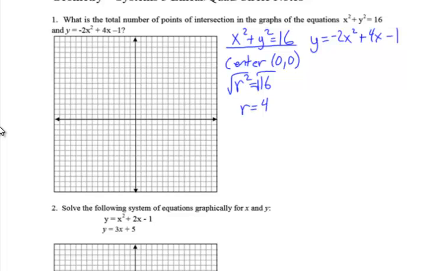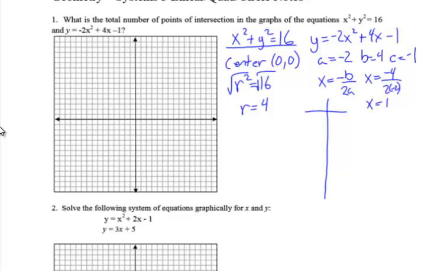Over here it's a parabola. The value of a is negative 2, b is 4, and c is negative 1. We're going to do our little axis of symmetry. X equals negative b over 2a. So we got negative 4 over 2 times negative 2. That comes out to be negative 4 over negative 4, which is x equals 1. So in our table of values, 1 is going to be our middle.